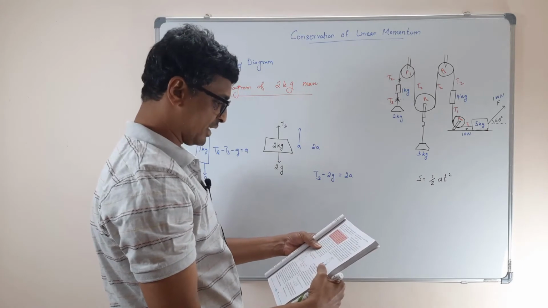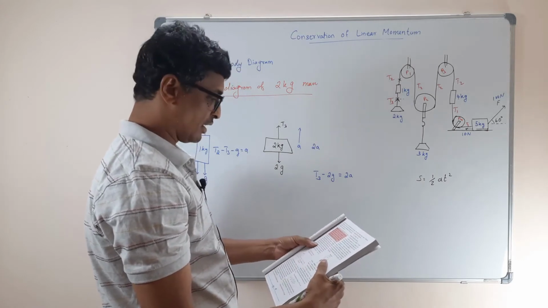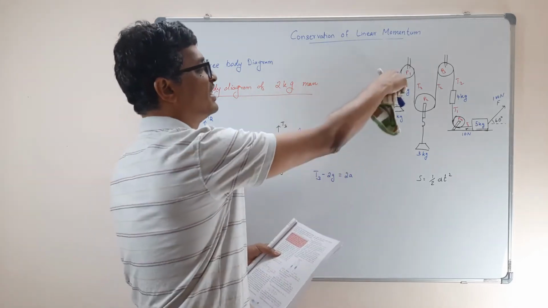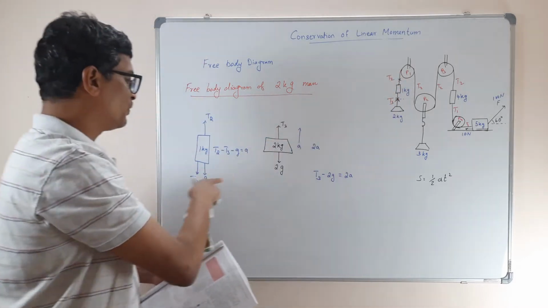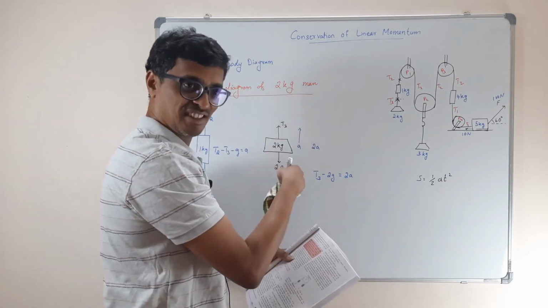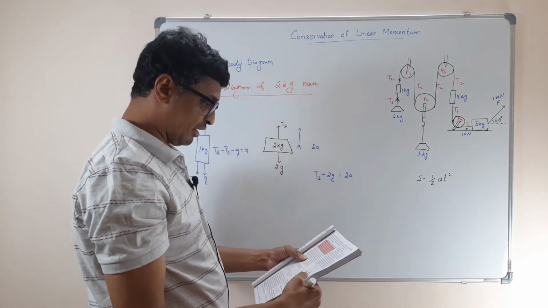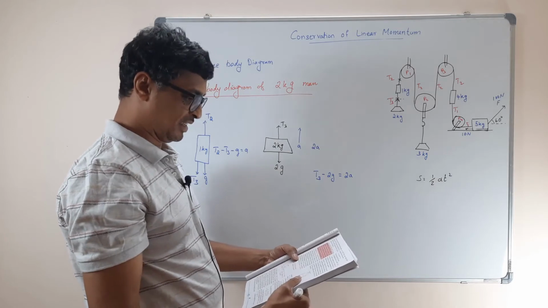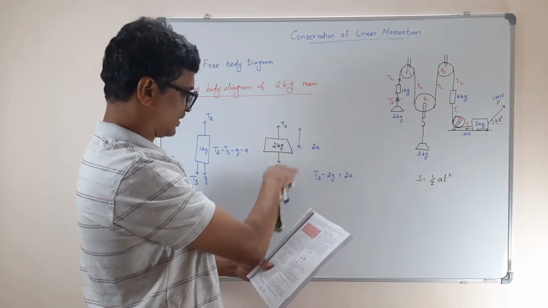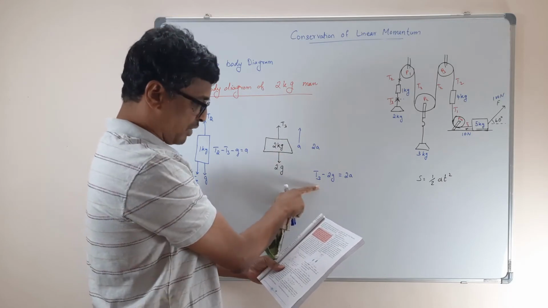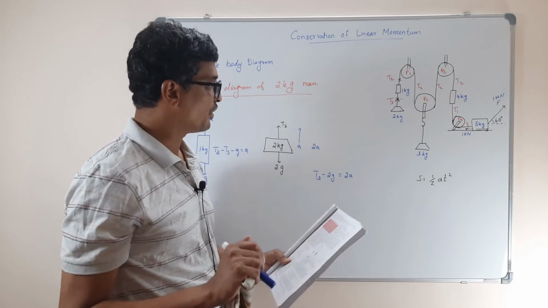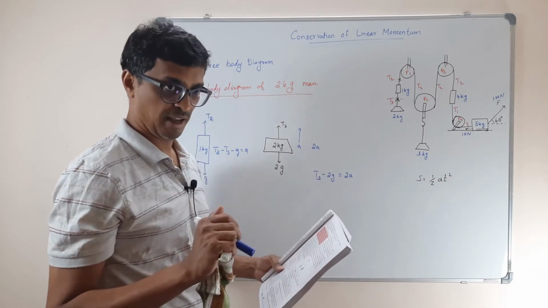Am I making it clear? However, this downward force will appear only in the free body diagram of the 1 kg. It doesn't matter for the 2 kg. It will not appear in the free body diagram of the 2 kg. Hence, the free body diagram of the 2 kg mass will be as follows. This is the one they have given: T3 minus 2g equal to 2a. You got it? This is the way you have to write down the free body diagram.